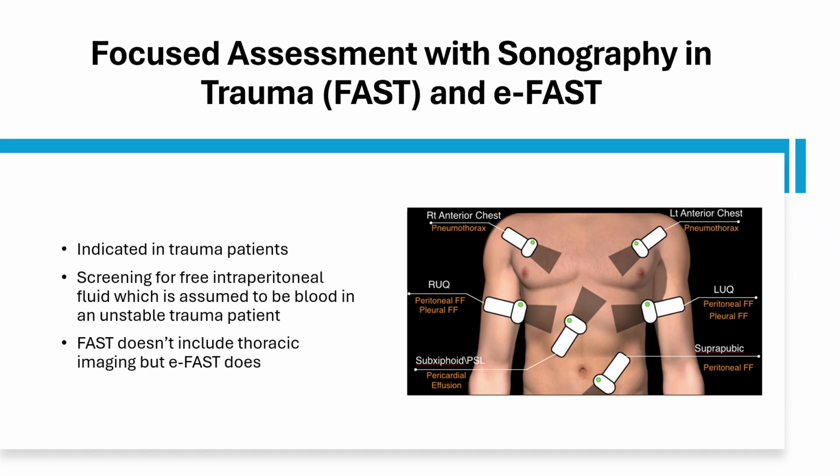Next, let's switch gears and talk about focused assessment with sonography in trauma, or FAST, and extended focused assessment with sonography in trauma, or EFAST. It is indicated in patients with trauma. You screen for free fluid, which is assumed to be blood in an unstable trauma patient. Again, as you remember from the RUSH exam, there is some overlap with the views. In EFAST, you add lung views like in the RUSH exam to screen for pneumothorax. On the right part of the screen, you see a picture showing which views need to be obtained for a FAST exam. Please take a moment to review the slide.